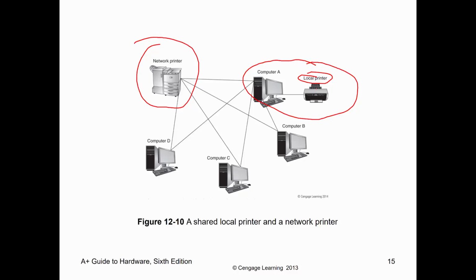I've seen this happen in a few instances where the network printer may be black and white, and this local printer may be color. That way, they put the color printer next to, like, a manager. That way, they can see who's printing what. That's not always the case, but it's very common.